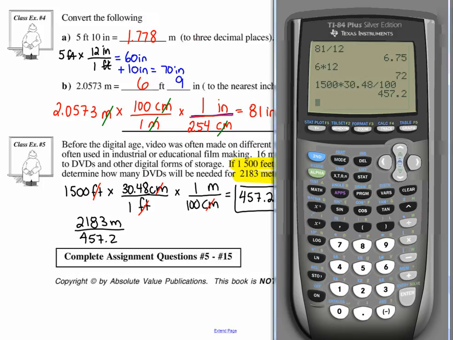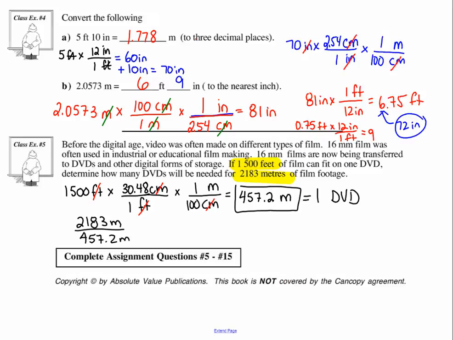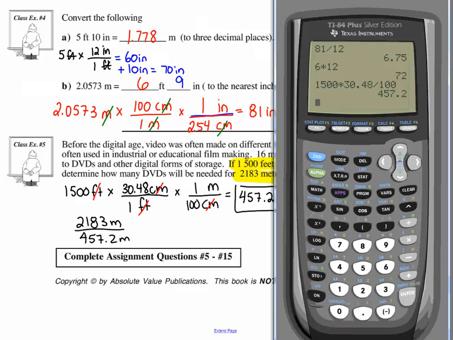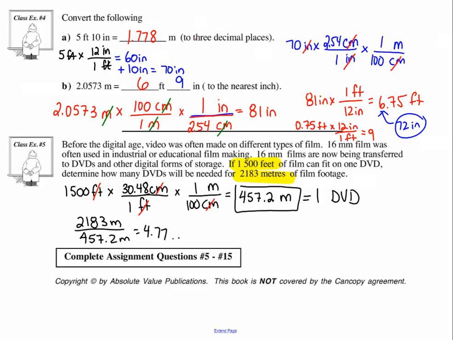What did that give you? Got it. So when you divide it, what does that give you? 4.777 and so on. So how many DVDs? No, not 4. You need 5 DVDs. Even if it was 4.1, you need 5 DVDs.